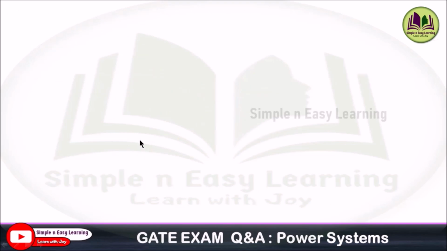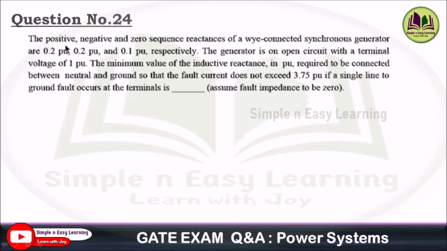Next question, question number 24. The positive, negative and zero sequence reactances of a Y connected, that means star connected, synchronous generator are 0.2 per unit, 0.2 per unit and 0.1 per unit respectively. That is, positive sequence is 0.2, negative sequence is 0.2 and zero sequence is 0.1. The generator is open circuit with the terminal voltage of 1 per unit. So open circuit terminal voltage is given as 1 per unit.